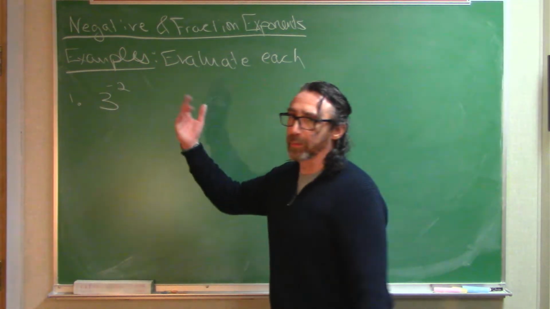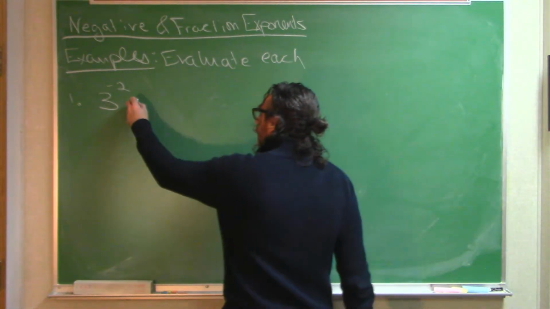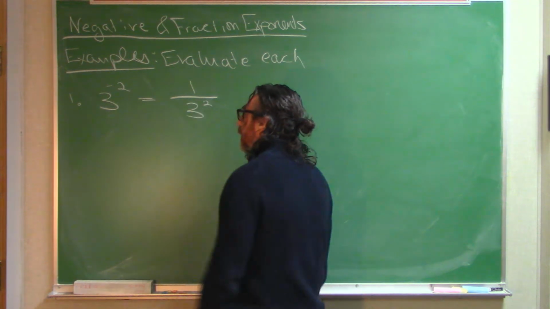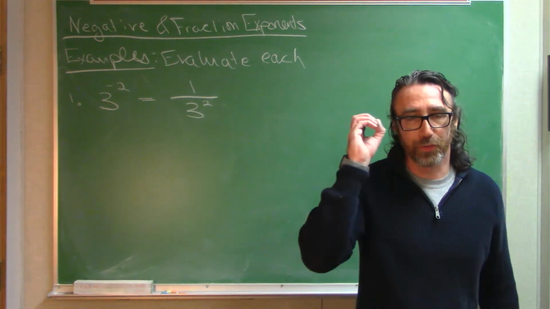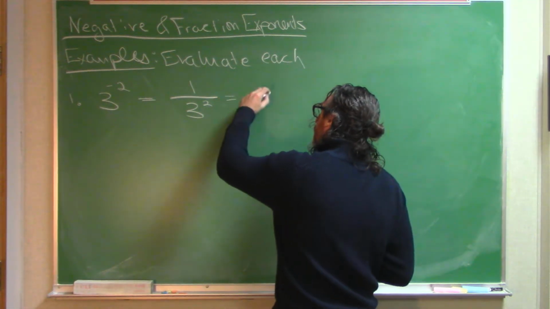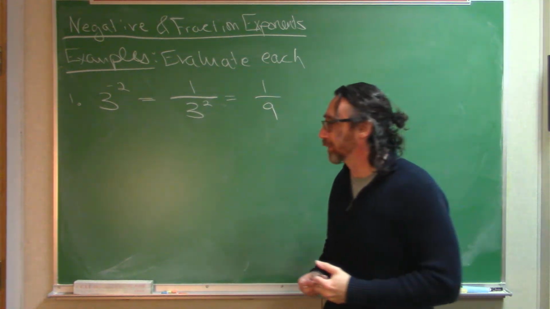Okay, let's start with an easy one. 3 to the negative 2. So we just discussed how to deal with negative exponents. 3 to the negative 2 should be the reciprocal of 3 to the power 2. And that is 1/9. We know what 3 to the 2 is. It's 9. So the answer is 1/9. Easy.